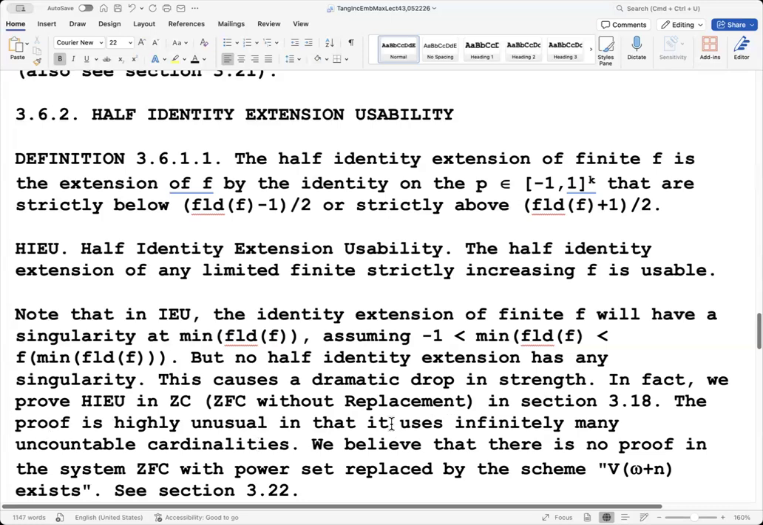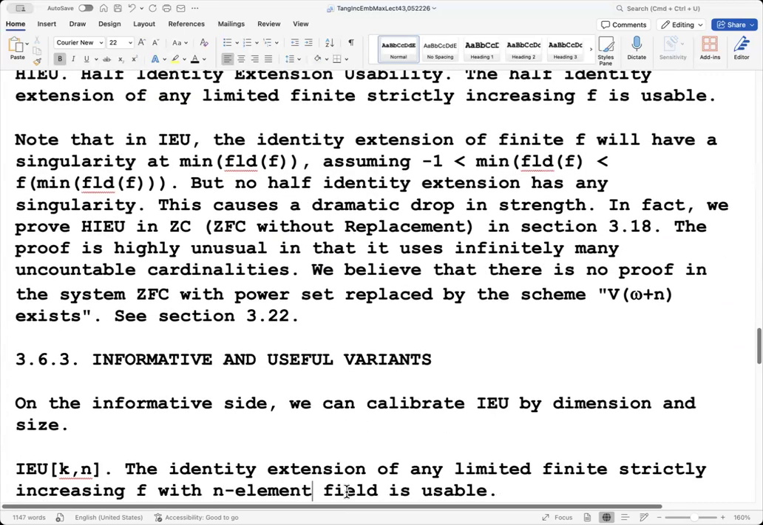But a half identity extension has no singularity because it's zero for a while, and then there's a gap, there's nothing there, undefined there, and then it does its stuff. And the same thing at the top. So no half identity extension has any singularity. This causes a dramatic drop in strength. In fact, we prove HIEU, half identity extension usability, in ZC. The proof is highly unusual. It uses infinitely many cardinals.